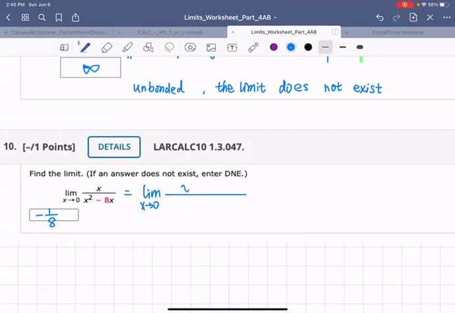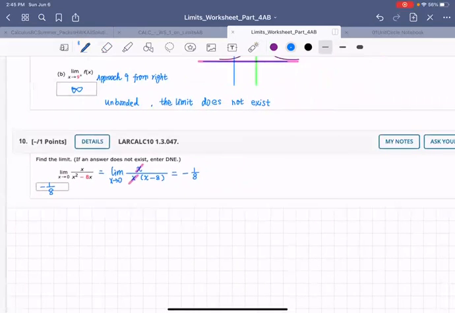here the top is x, the bottom is x times (x minus 8). And then we can cancel the x term, and then this is 1, and 0 minus 8 is negative 8. So the value is negative 1 over 8. Okay, so the value is negative 1 over 8. So far, is there any questions?